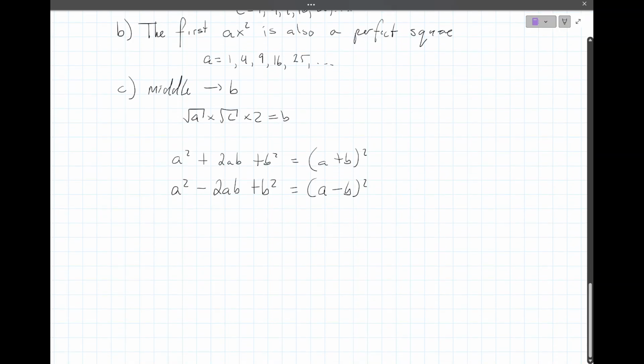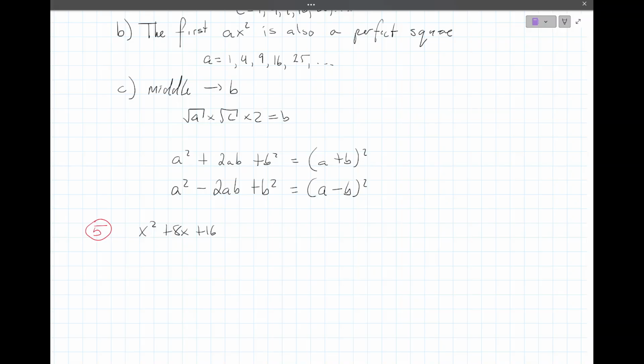So what does it look like for some of my examples here? Let's go through them quickly. For number 5, if I have x squared plus 8x plus 16, well, I know that 16 is a square, its root is 4, and x squared has a root of x. 1 times 4 is 4, times 2 is 8. So this is a perfect square, and I'm going to get (x plus 4) squared. I don't even need to do the box method.